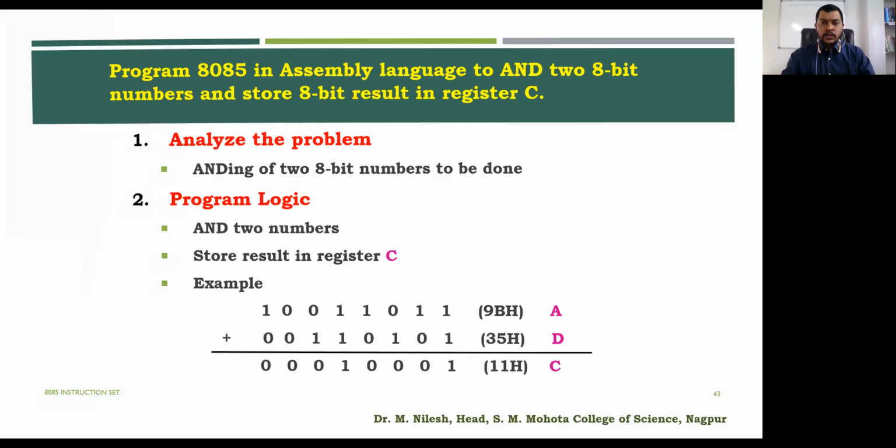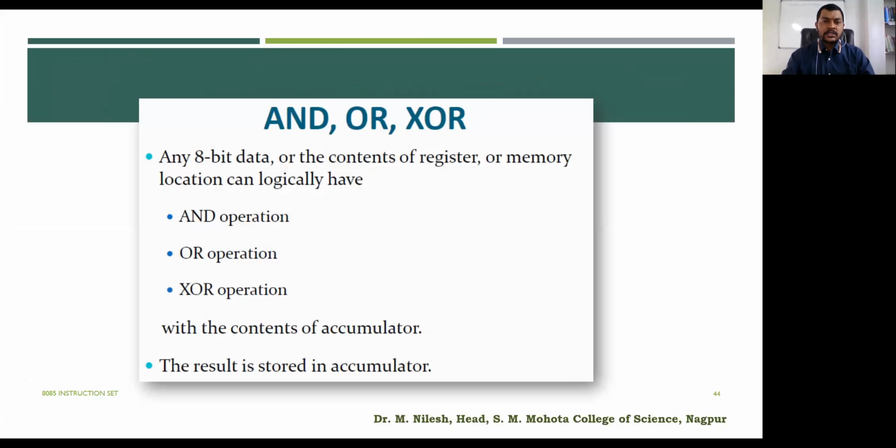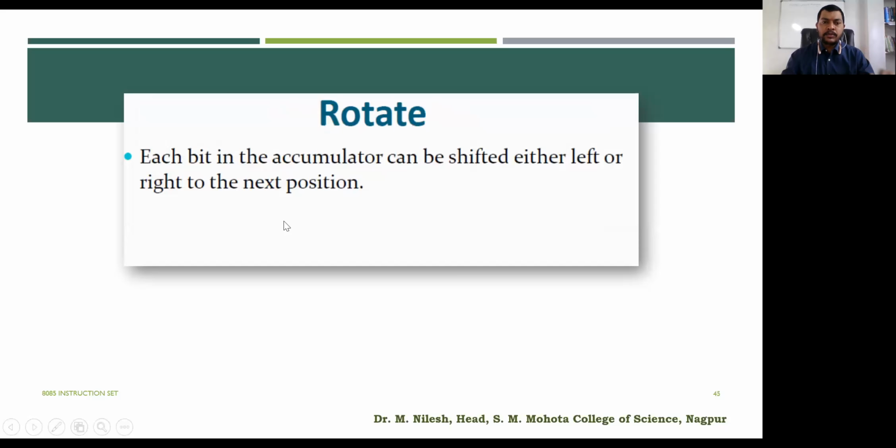So let us continue. What are the other instructions that we have? We have these types of logical instructions: AND, OR, and XOR. These three operations are there in 8085. So the AND operation, OR operation, and XOR operation. Again, one of the data should be in the accumulator by default, right? And the result is also stored in the accumulator itself. So this is the example. These are not the instructions, these are just examples.